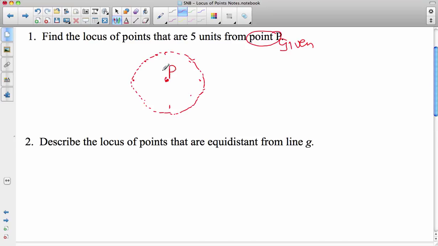So here is our point P, and we have no graph paper, so we're just going to say that it is 5 units away. So how would you describe that? The locus of points would be a circle with center P, and we know that the radius is 5. Okay. On to example number 2.